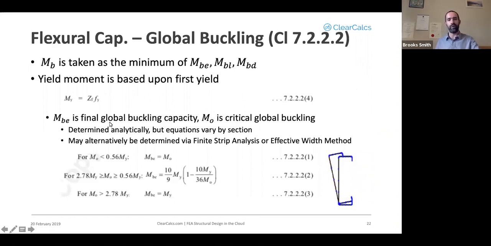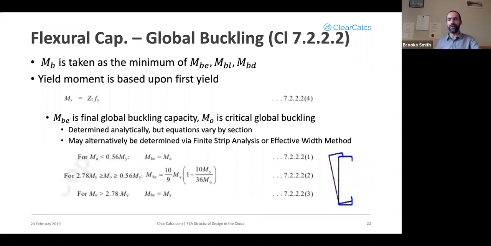And then you get into your global buckling calculation. M sub BE will be your final global buckling capacity. M naught is the critical global buckling moment. M naught is the important one here. We're going to be determining it analytically, where equations for its analytical value vary depending upon what type of section you're dealing with. You can calculate it directly using the finite strip method, or you can also calculate it using the effective width method.